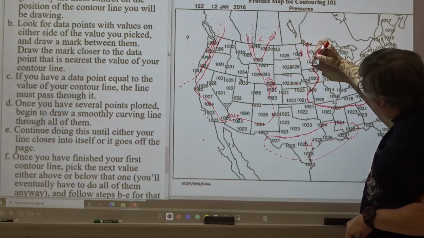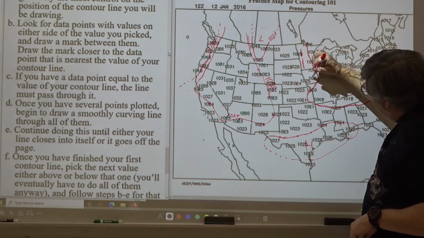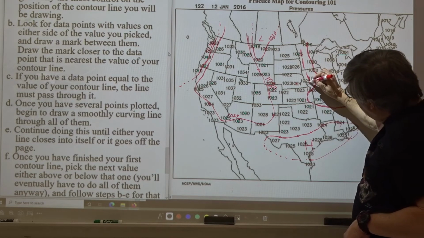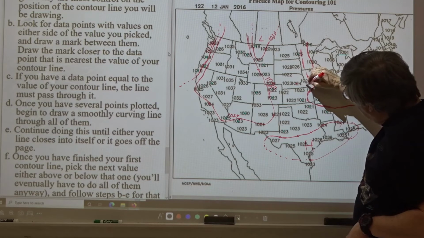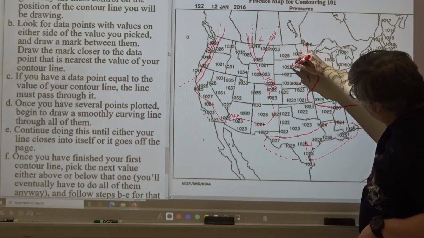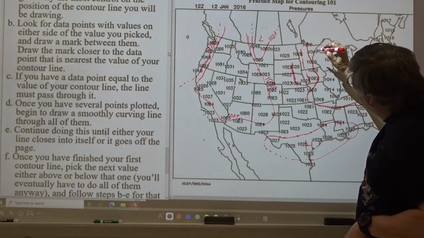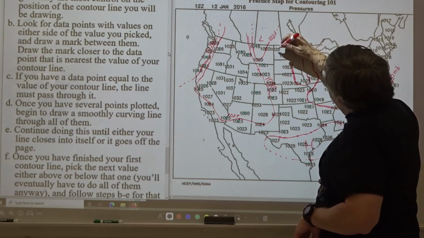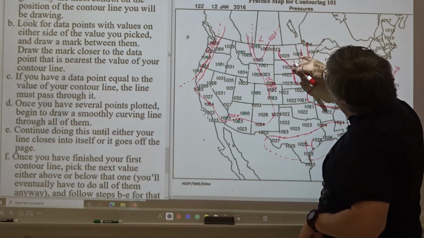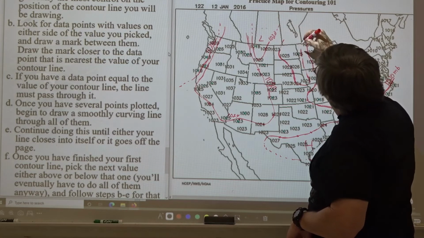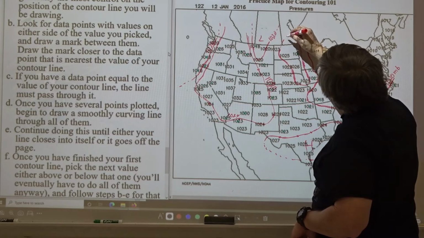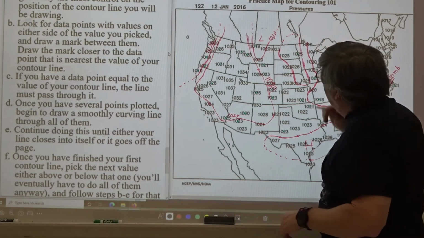There's 1026, 1020, 1025, 1022. 1024 is over here, like that. 1023 and 1026 is going to run through there. 1023 and 1025. See, I'm erasing that. And again, it probably goes over there, but we don't have the data for it.